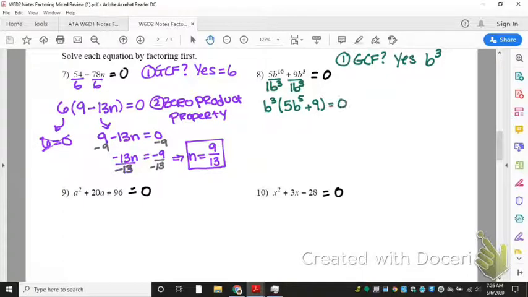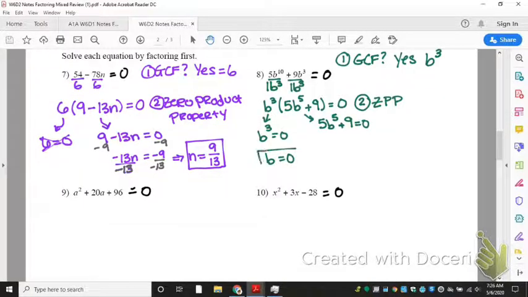Okay, so equals 0. Then we have our zero product property. Step 2, zero product property. So we have b to the third is equal to 0, and then we also have 5b to the 5th plus 9 is equal to 0. What number multiplied by itself 3 times is 0? That's just 0. 1 times 1 times 1 is 1. The only number multiplied by itself 3 times in a row to give you a zero product is 0.